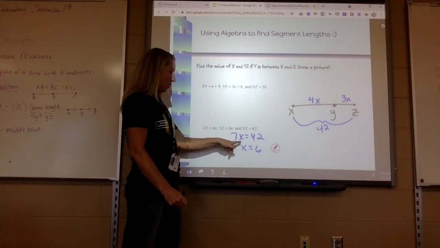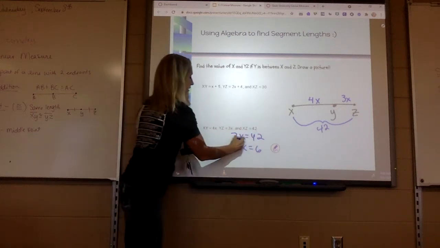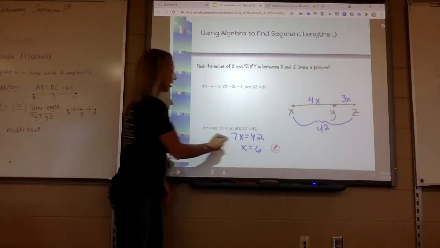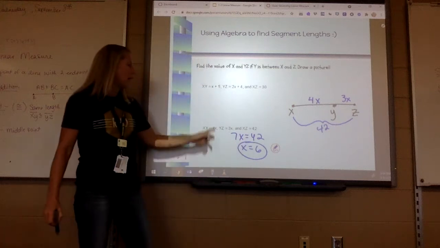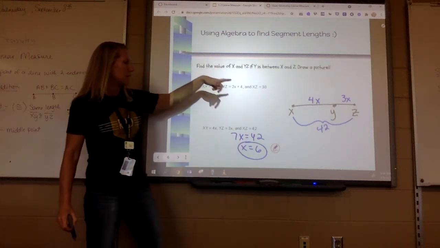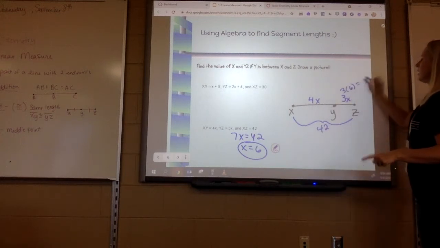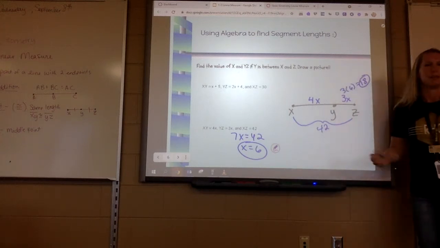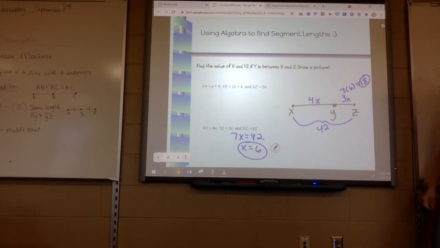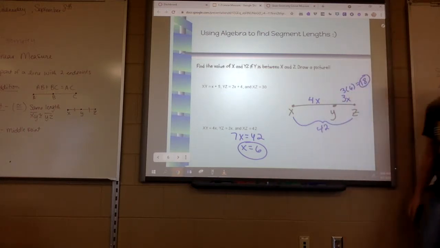Notice I didn't write divide by 7, divide by 7. So if you can skip steps, that's great. X is 6. I want to know also what YZ is. So if I plug it in, 3 times 6 is, yeah, it is the same length, isn't it? I was like, no, because I first started doing the problem on top. I was like, wait, this is like the same.